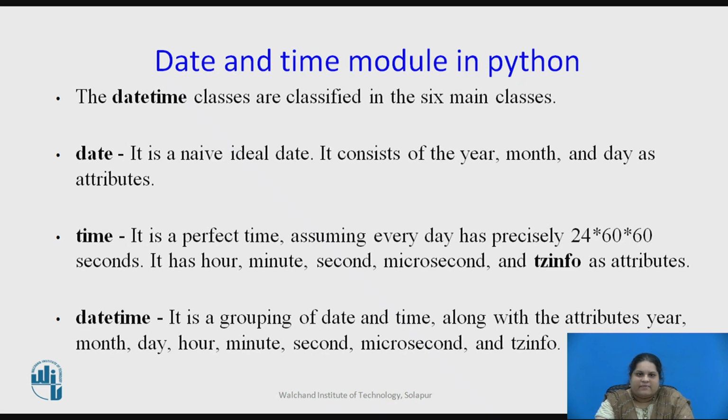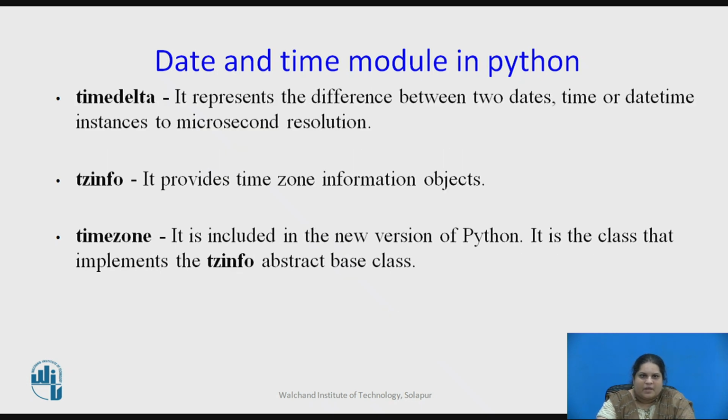The next is datetime. That means the combination of these two, that is the date and time. So it is a grouping of both date and time. All the attributes related to the date, that is year, month, day, along with the attributes related to the time, are also considered. Moving on to the next, that is timedelta. Delta basically means the difference between two dates, two times or two datetimes. We have to see the difference between these two, also in instances to microsecond resolution.